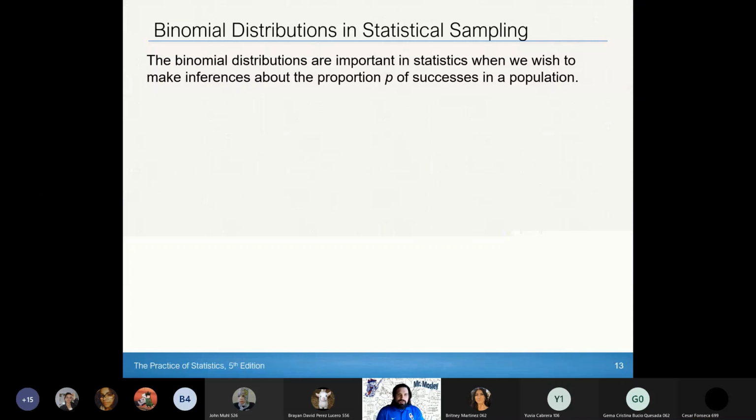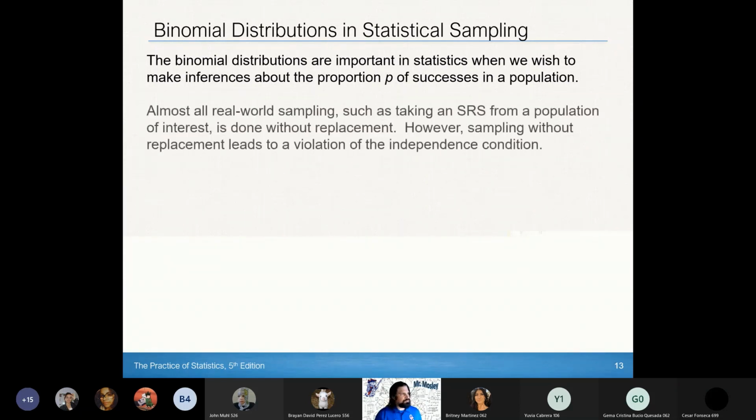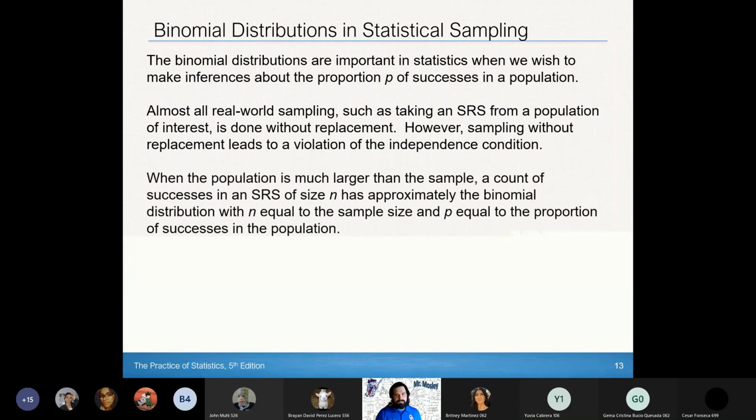The binomial distributions are important in statistics when we wish to make inferences about the proportion P of successes in a population. Almost all real-world sampling, such as taken in an SRS, simple random sample, from a population of interest, is done without replacement. However, sampling without replacement leads to a violation of the independence condition. This could be a problem.